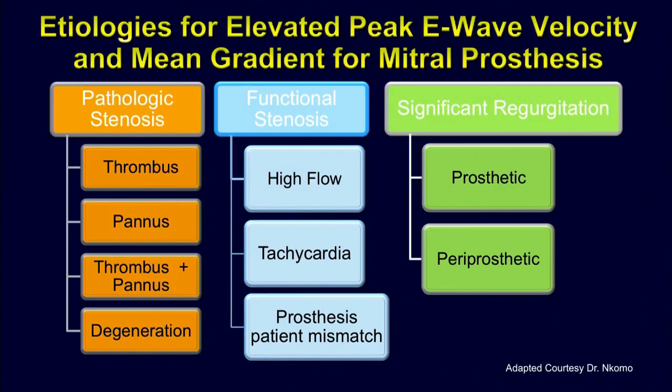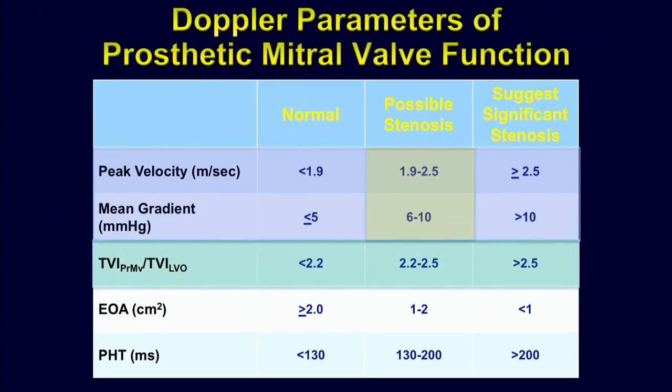So when we see an increase in the mitral inflow E wave velocity and an increase in the mean gradient, there are 3 possibilities. 1, there's pathologic stenosis, thrombus, pannus, degeneration, or it can be functional stenosis due to high flow or tachycardia or this concept of prosthesis-patient mismatch. Or it could be significant regurgitation, prosthetic or perhaps periprosthetic regurgitation. So the increase in the E-wave velocity and the mean gradient is a clue that there's something wrong. And then we need to look at our other parameters to help sort this through.